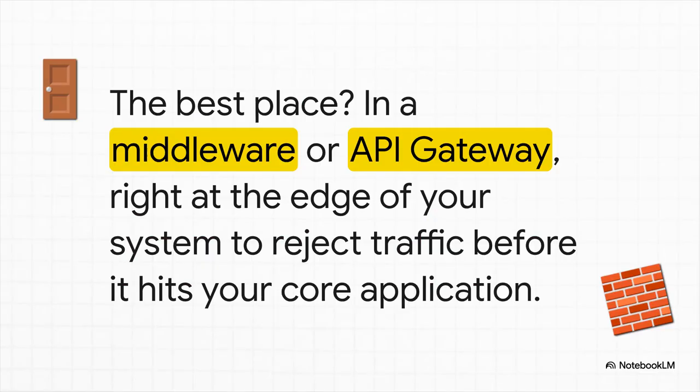And even on the server side, there's the best practice. You want to stick this thing right at the edge of your system. It's often handled by something called a middleware, or even better, an API gateway. That way, it's like a bouncer at the front door. It can reject bad traffic before it even gets a chance to bother your main application.